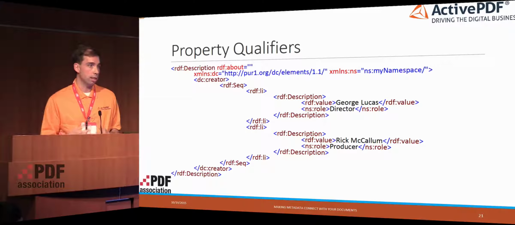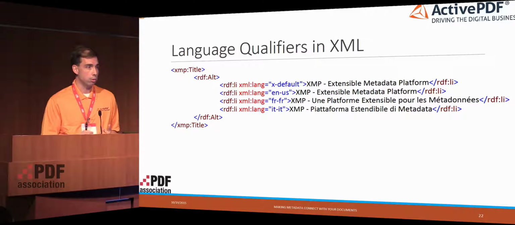So moving on, the next one is going back to that language example we showed before, specifying different titles based on the languages that you have available. This is how it would show up in your XMP XML. You'd have RDF alt, you'd have your list items, then we use that XML language attribute to describe either it's the default or it's the English, French, Italian language, and then we specify the values.